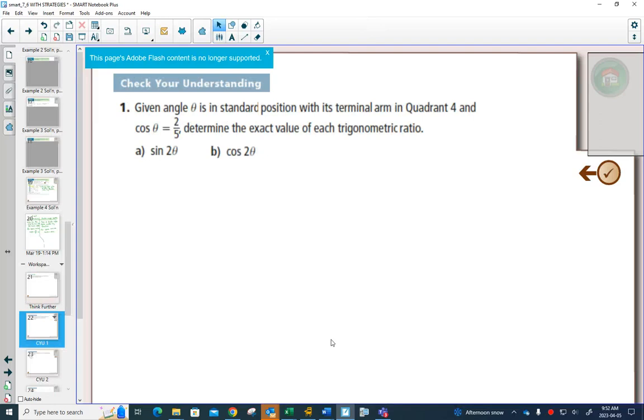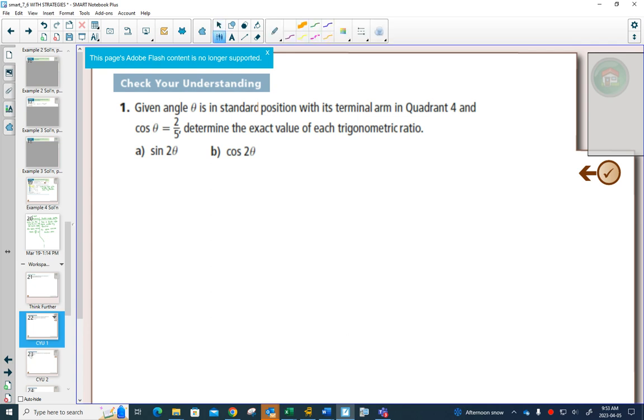So if you turn to example 1, and if you read example 1, it might start off sounding very familiar to other questions you've done, which is good, because we're going to use the same strategy that we would have done in the past. Given angle theta is in standard position with its terminal arm in quadrant 4 and cos of theta equals 2/5. At that comma, your brain should say, hey, I've done questions like this before. I should probably draw a triangle in quadrant 4. That is correct. But now we want to find sine of 2 theta and cos 2 theta.